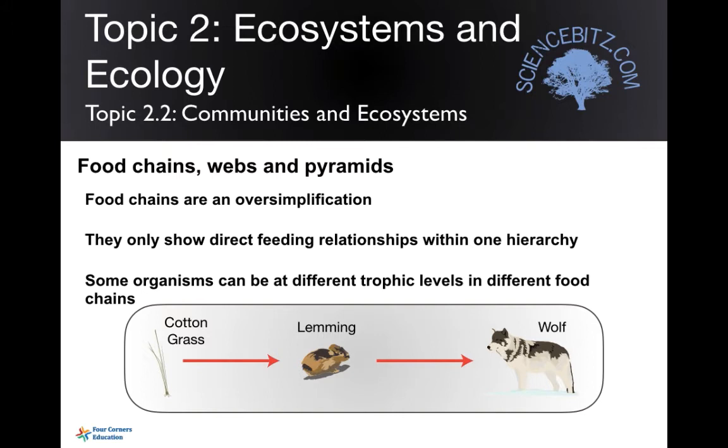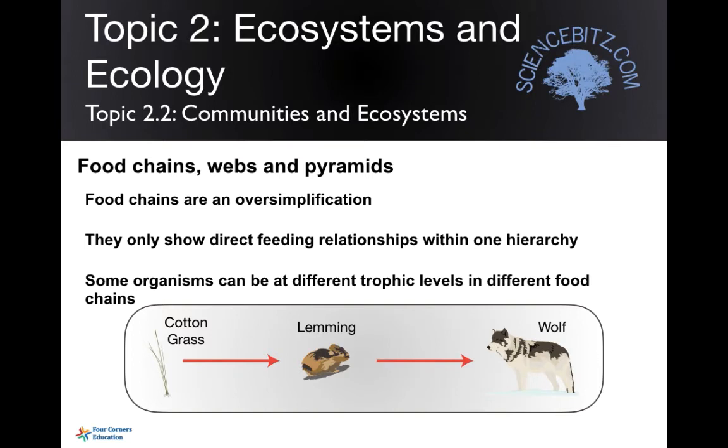And some organisms can be in more than one level of the food chain, in one level of the system. The illustration we've got in this slide is from the Arctic ecosystem, which we've seen in a few other presentations. So lemmings eat cotton grass. Cotton grass are the primary producers, and lemmings are the primary consumers in this food chain. And the wolf eats the lemming, so they're the secondary consumer.